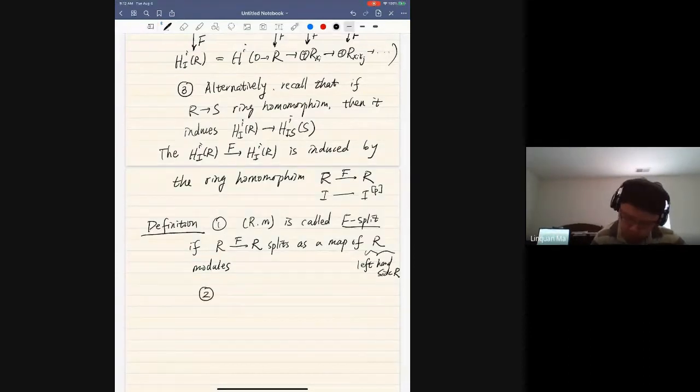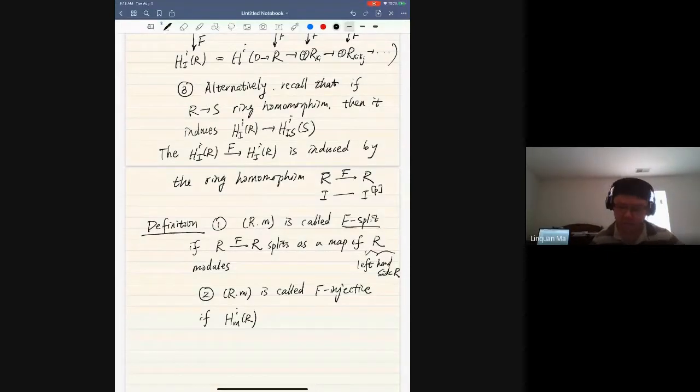And two, R is called F-injective if the induced Frobenius action on each local cohomology module supported at the maximal ideal is injective. This is for all i. All right, and so these are the two definitions that I will be working on.